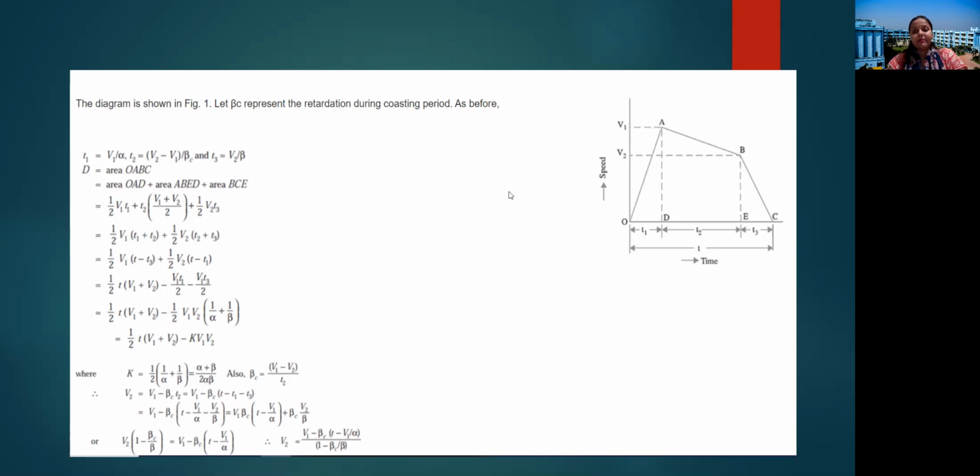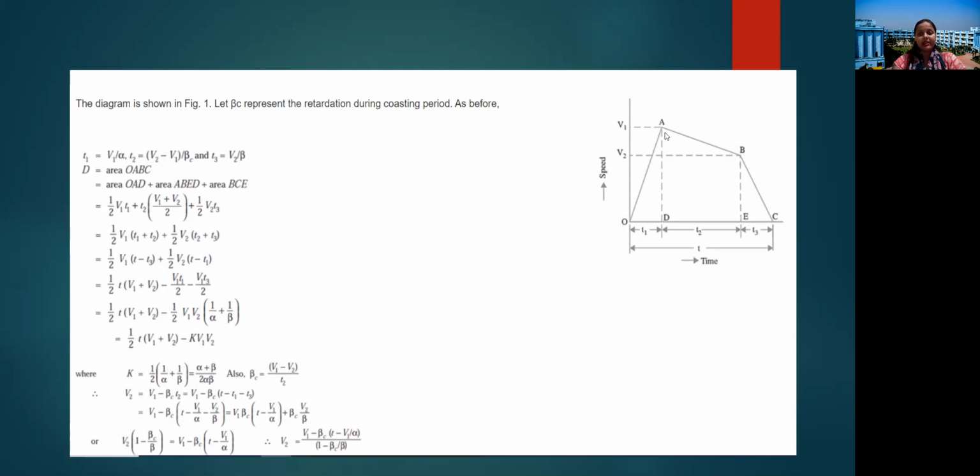Again the same concept: we have to calculate the total area under the curve. This total area describes the total distance traveled by a locomotive. Here the total area is divided into different parts. The first part is the triangle OAD. The next part is the quadrilateral ABED, and the third part is the triangle BEC.